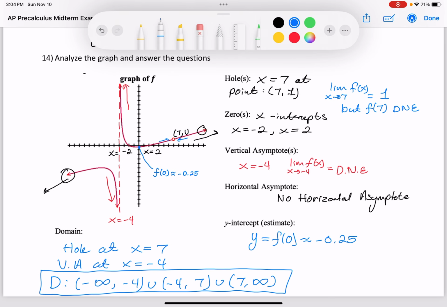And that is how we analyze the graph and answer all the questions for question number 14.